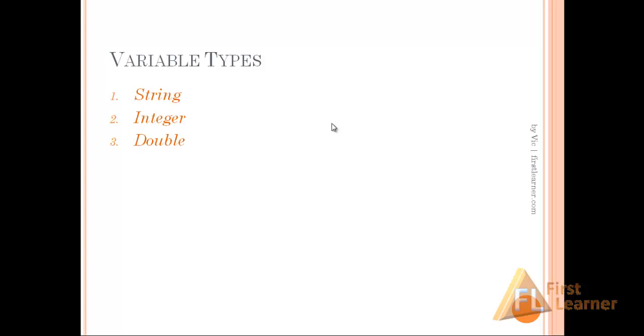I am assuming that you have read the OOP concepts at firstlearner.com for a clear understanding of the objects part. Everything in Java is an object except for the primitive data types, which will be covered in the next tutorial. Now, let's jump to the coding section where I will show you the use of these variable types, that is the string, integer and the double.